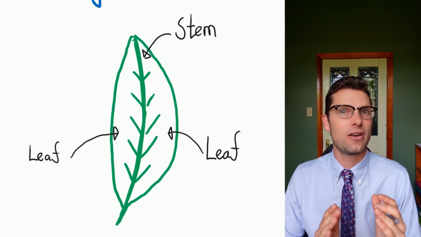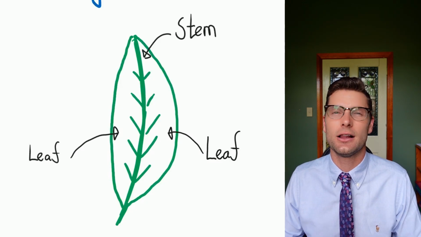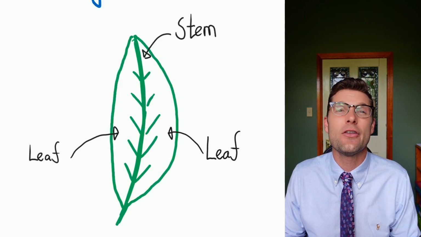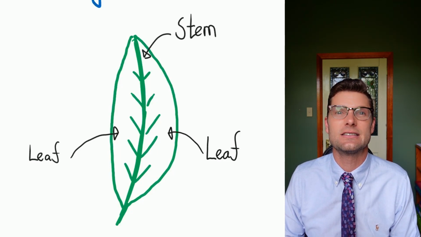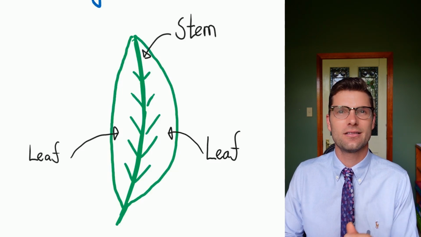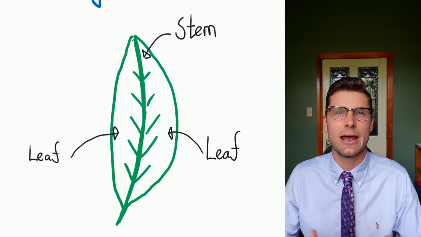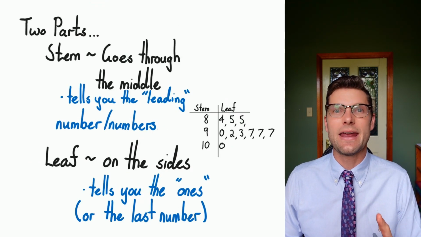So the stem anchors the whole thing, and then the leaf adds a little bit more color and context to the entire thing. You don't really need to know that, but I do just want you to have that in your mind as we rip into these data displays. The stem, the middle bit, is really important, and the leaf adds a little bit more detail to the numbers that we're getting. So the stem and leaf plot is made up of two parts.